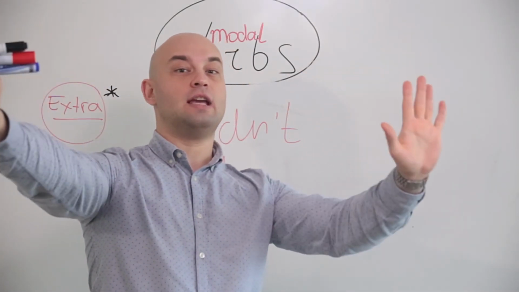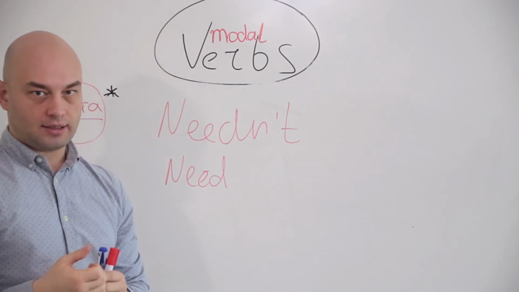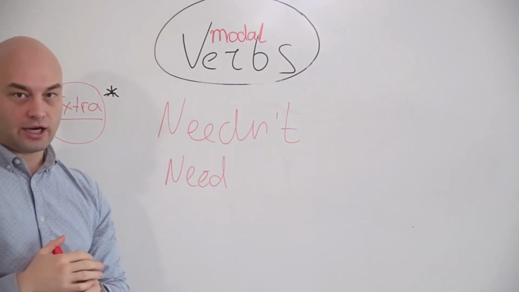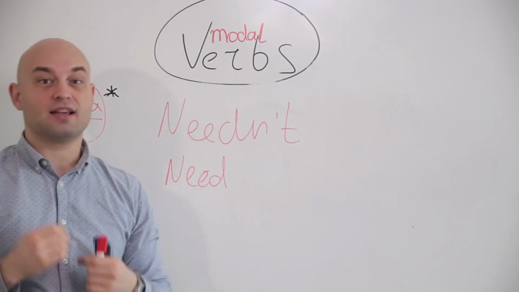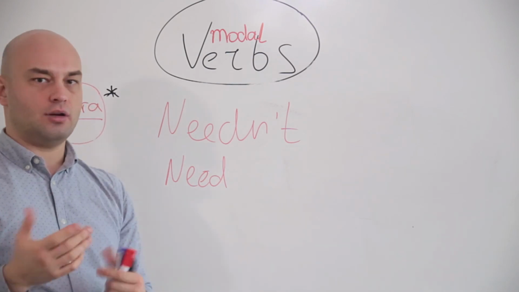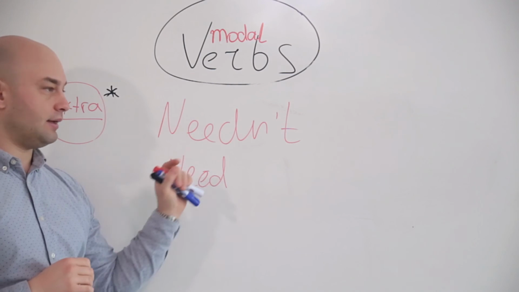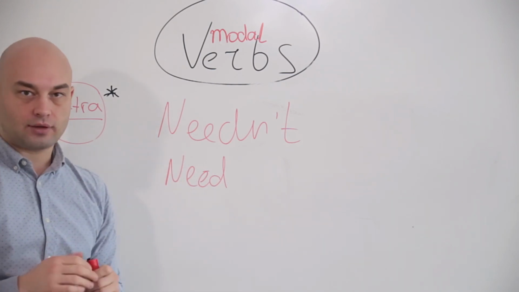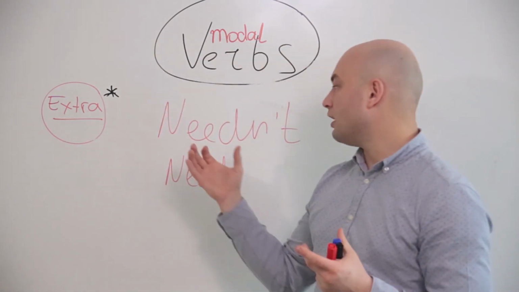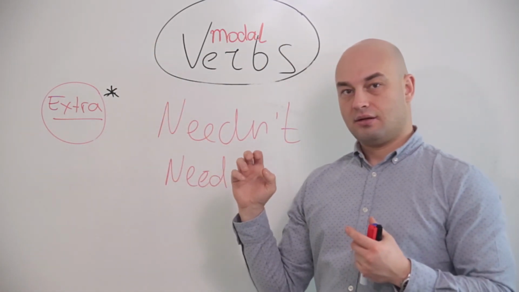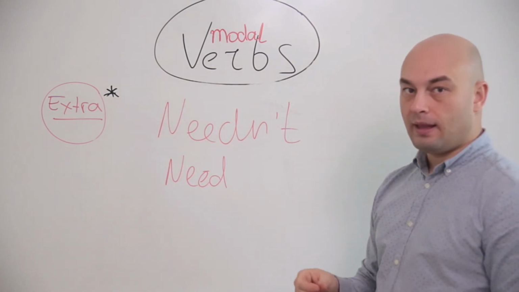Hold on, we haven't finished yet. I know I told you there's only 9, but I'll give you a little extra. Sometimes people use these as modal verbs. Originally they weren't, because there's only one form in negative and in affirmative. But now it has become more widely used and people sometimes use needn't and need as modal verbs.